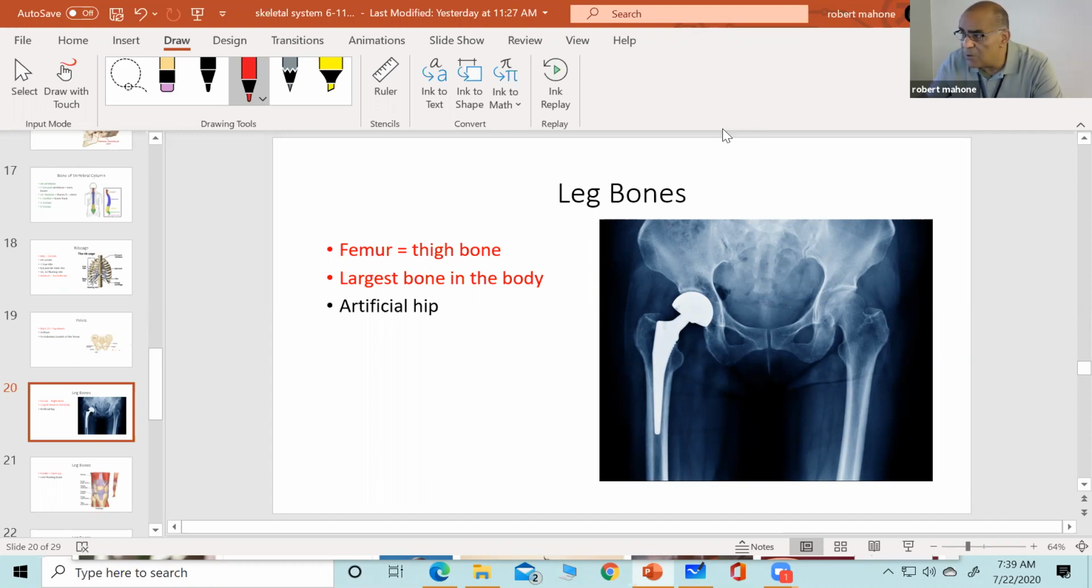All right, so those are what hip replacements look like. From here, take away the femur, is the thigh bone, and it's also the largest bone in the body or in our skeleton.